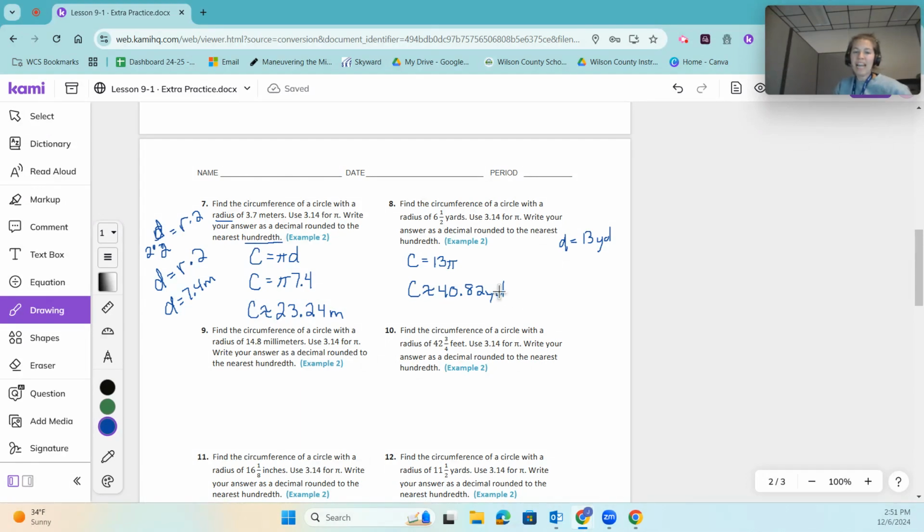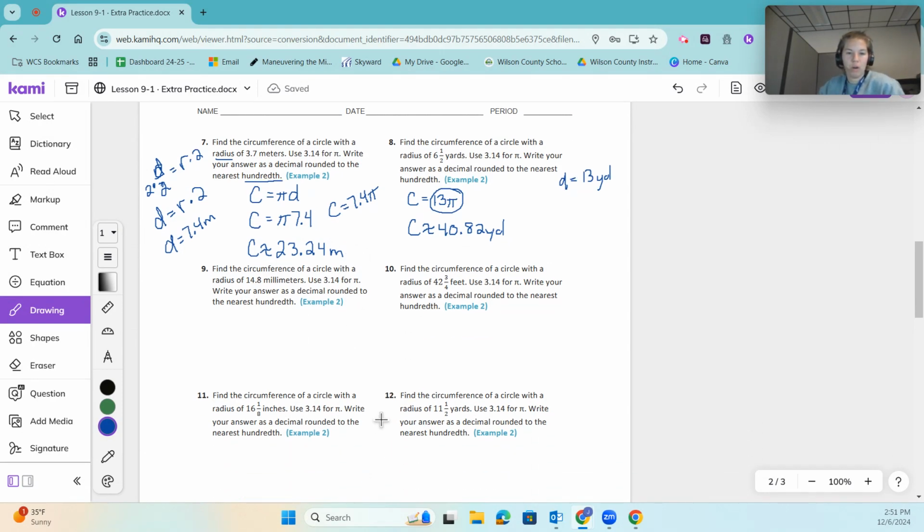Okay. Now, if they ask you to find these in terms of pi, then this is your actual answer, because circumference is equal to 13 pi. It's approximately equal to this 40 and 82 hundredths. So again, if they ask for your answer in terms of pi, your circumference is actually 7 and 4 tenths pi for this one. Okay, so you can try these next few on your own as well.